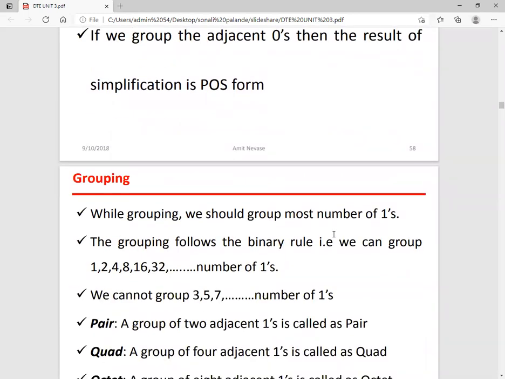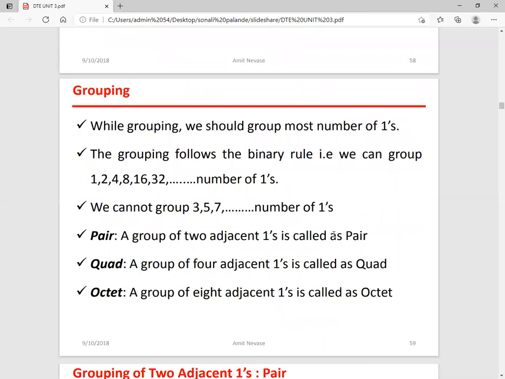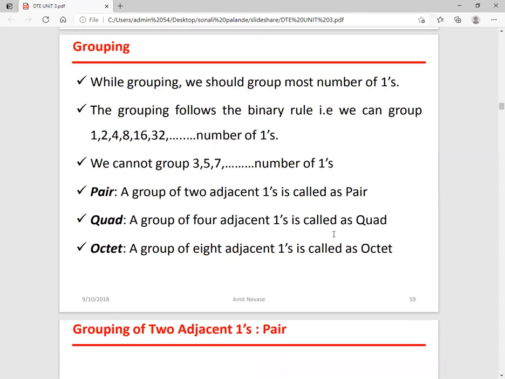While grouping, we should group the most number of ones. The grouping follows the binary rule, that is, we can group 1, 2, 4, 8, 16, 32 numbers of ones. We cannot group 3, 5, 7 numbers of ones. A group of two adjacent ones is called a pair. A group of 4 adjacent ones is called a quad, and a group of 8 adjacent ones is called an octet.